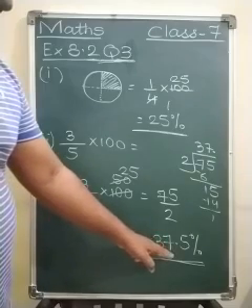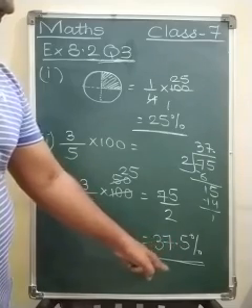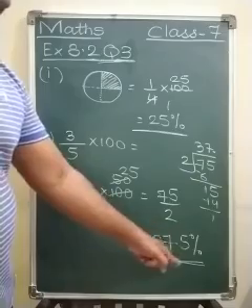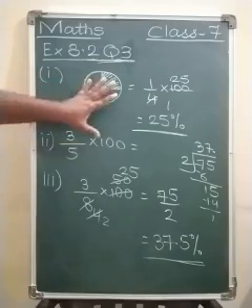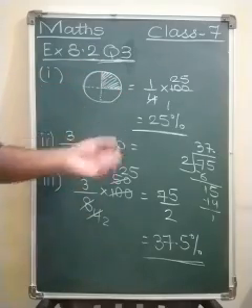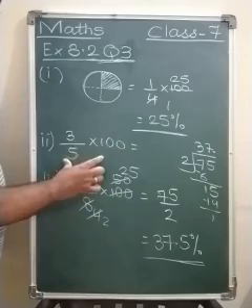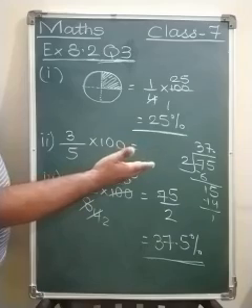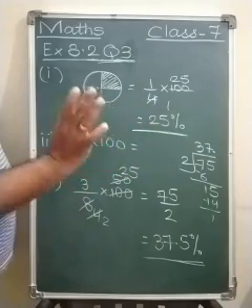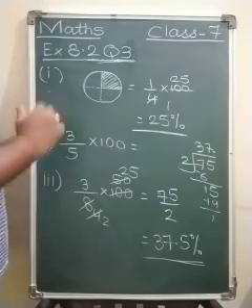37 plus 37, 7 plus 7 is 14, 4, 74 and 5 and 5, 75. So this is right, 37.5%. Very simple, you can do it very easily. Just keep this concept in mind: when a fraction is there, if you want to convert it into a percentage, just multiply it by 100. And question number 3 is done.